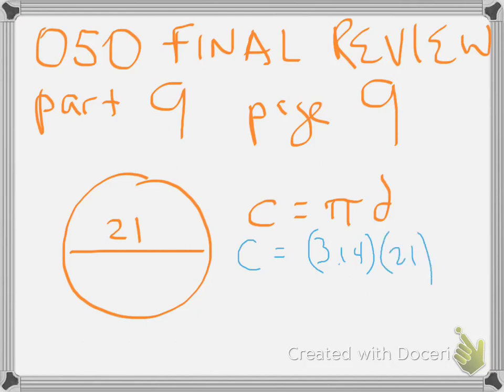So this is basically just a calculator problem. C equals, put it in your calculator, 65.94 cm. That's centimeters. Then check to make sure you haven't been asked to round it anywhere in particular. It doesn't say to round, so keep it to the same two decimal places as the 3.14. That's the answer. Good enough.